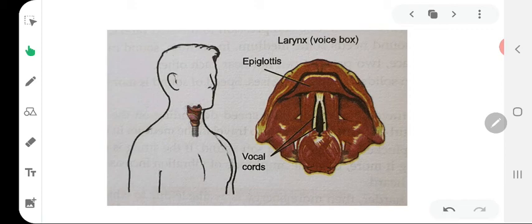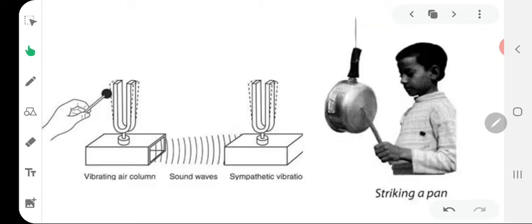Similarly, the vibrating membrane of a drum produces sound. Vibrating strings of a guitar produce music. A tuning fork, when tapped with an object, vibrates to produce sound. If a vibrating tuning fork is brought near the ear, a sound is heard.